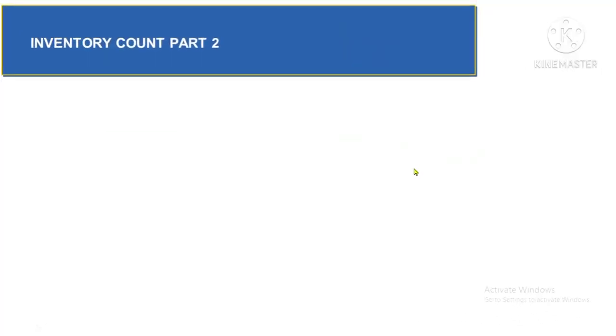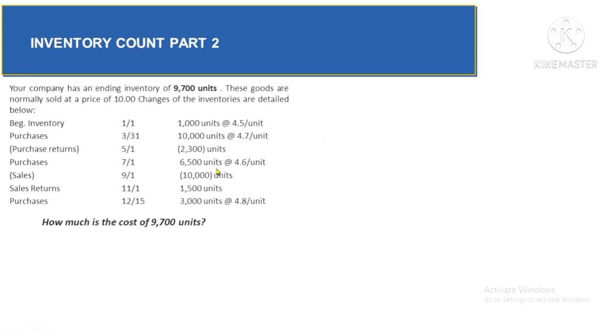Welcome. This is a continuation of the previous video where we need to answer this case 2. This case was introduced in the last video, and this question, how much is the cost of the 9,700 units ending inventory, was also answered already using the FIFO periodic and FIFO perpetual methods in the past episode.